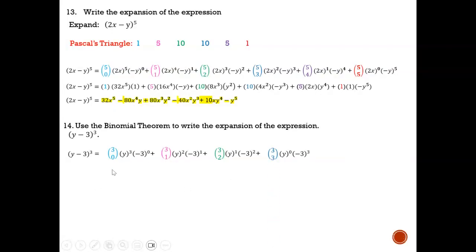Now if you put that in the calculator, guys, 3 combination 0 is going to give us 1. 3 combination 1 will give us 3. 3 combination 2 will give us 3. And 3 combination 3 will give us 1. Then you multiply them out, and that's my solution.